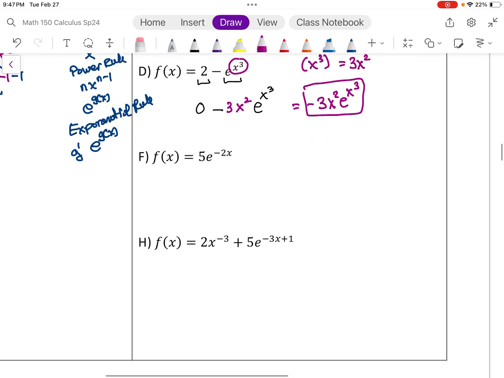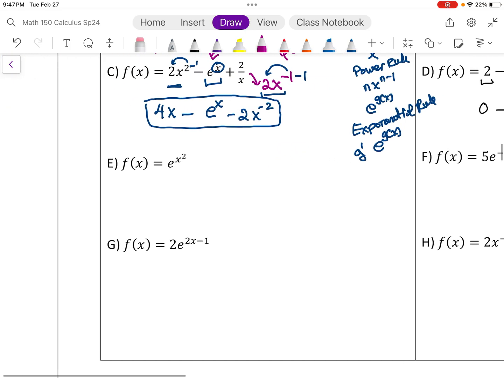All right, let's look at e. So e is an exponent. We use the exponent rule, which says copy it down just the way it is, multiply by the derivative of the exponent, which is 2x. We're done.